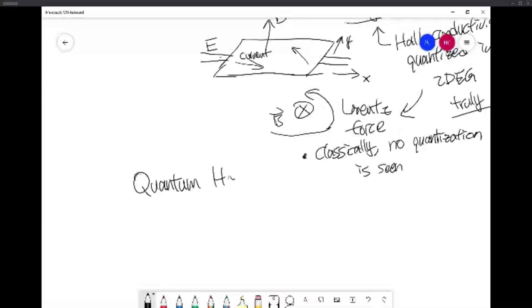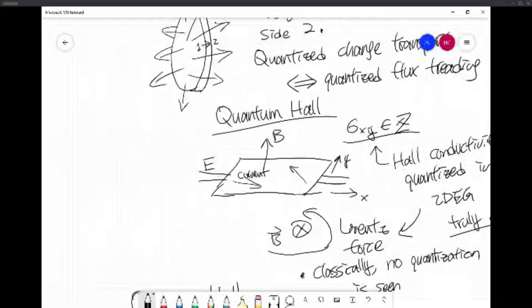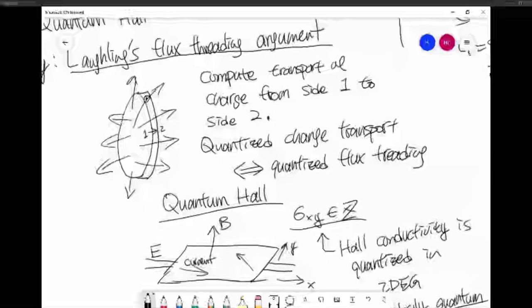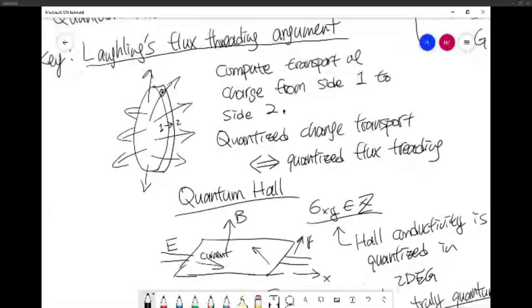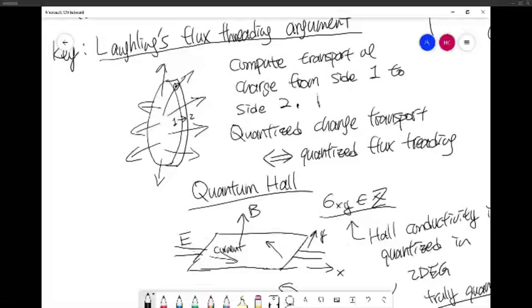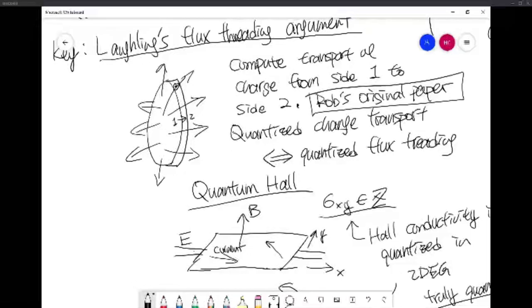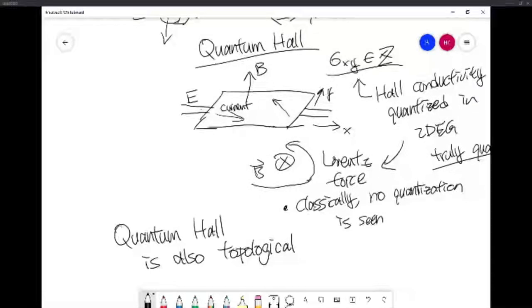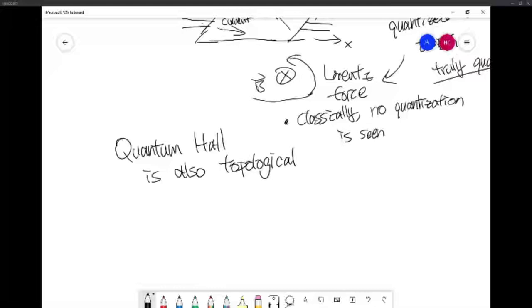Quantum Hall is also topological, as we've argued previously, right up here, in this flux threading argument. So it might be good to go through Laughlin's original paper to see his actual argument for why this is true. But yeah, quantum Hall effect is topological. It's given by the 1D winding number.